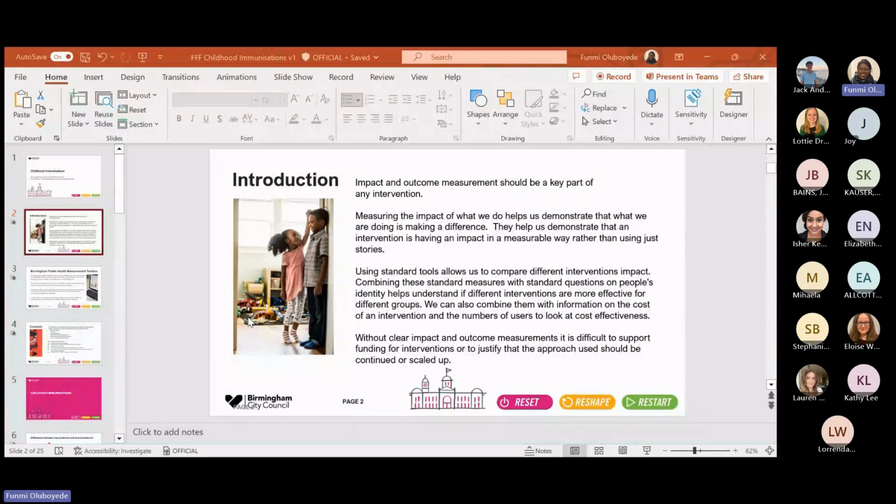And we combine these with information on the cost of an intervention and the numbers of users, and we can then look at cost effectiveness. This is something that happens all the time in, for example, the pharmaceutical industry when a new drug is being developed, using those measurements of impact and outcome to see if it makes a true and beneficial difference. So without clear impact and outcome measurements, it's difficult to support funding for interventions or to justify the approach that's being used and whether it should be continued or scaled up.